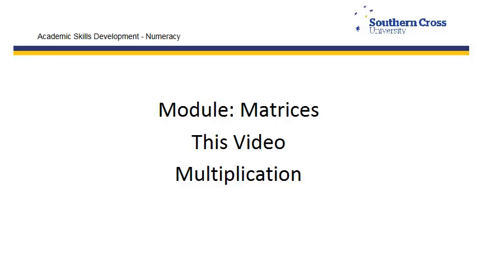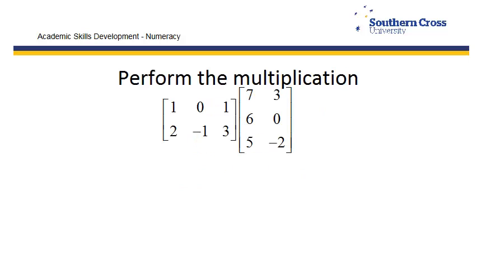In this video we're going to look at matrix multiplication. In this first example we're going to multiply a 2 by 3 matrix with a 3 by 2 matrix. Now because the number of columns in the first matrix is equal to the number of rows in the second matrix, that is 3, we can perform this multiplication and the end result will be a 2 by 2 matrix given by this number and this number. So let's start performing this multiplication.